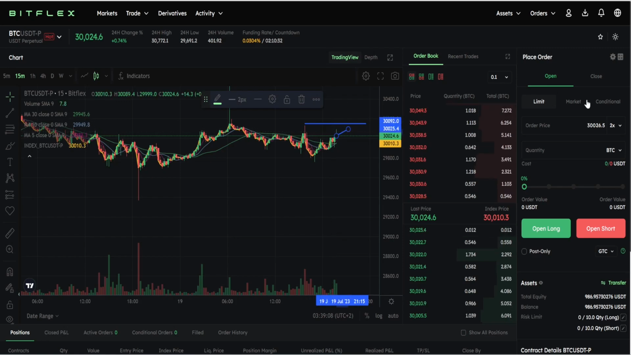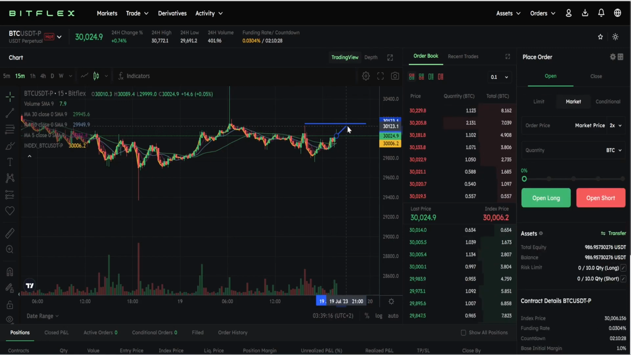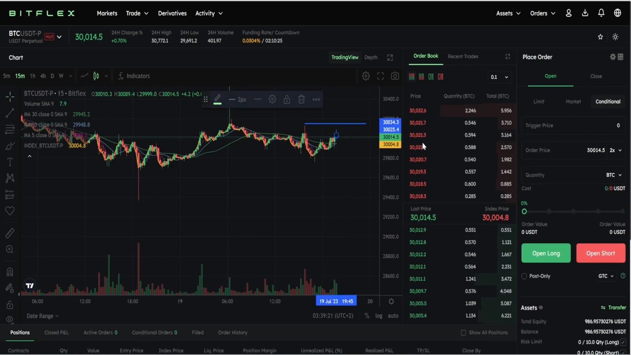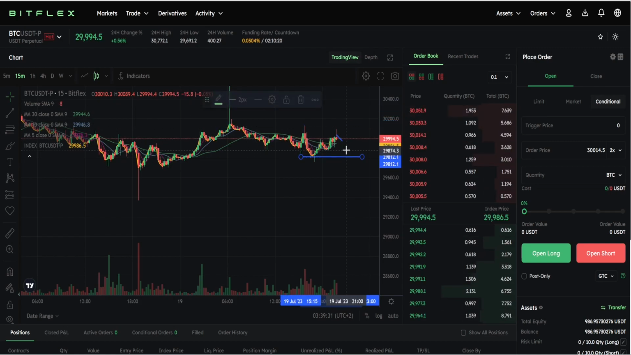Market execution is when you are entering the trade right away from where the price is right now. A conditional order, also a stop order, is if you expect the market to break above this high and the market does that, that's when the market will activate your order. If you expect the market to drop and the market breaks it, then that will also activate your order.